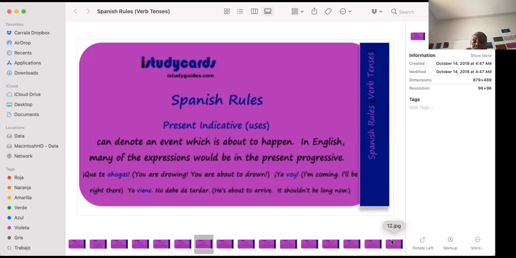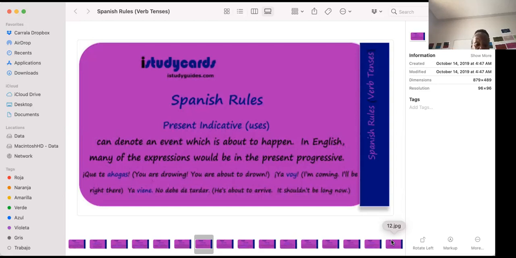So here we're talking about the present indicative still, but we're talking about an event which is about to happen. In English, it would be the future. When something is about to happen, the idea in English is the future. In Spanish, the idea is more the present.